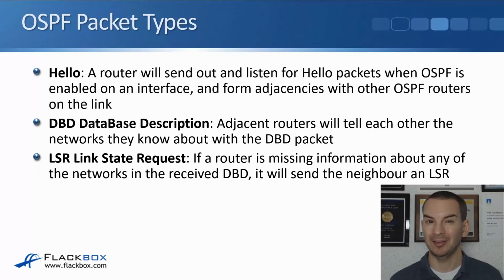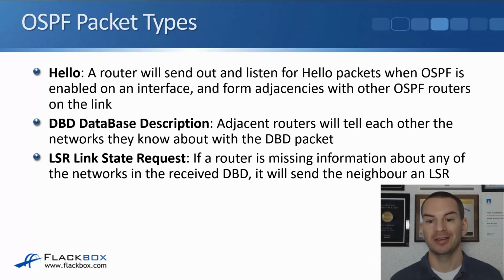Our different packet types that are used in OSPF. First one is the hello packet. As soon as you enable OSPF on an interface, it will start sending out and listening for hello packets, and when it receives a hello packet on that interface, it will form an adjacency with the neighbor. Once the routers have formed adjacencies, they will send DBDs to each other. DBD is the database descriptor. That includes information about all the networks that the routers know about.